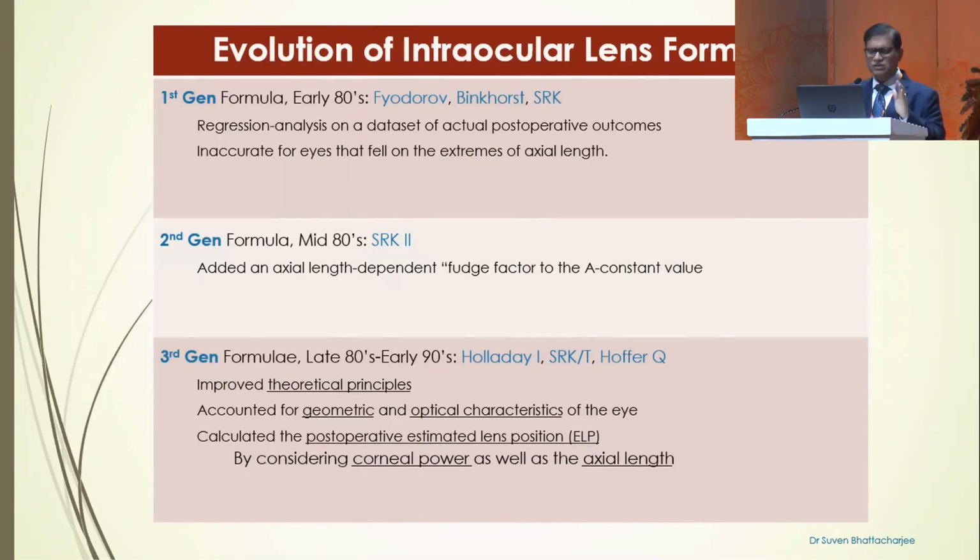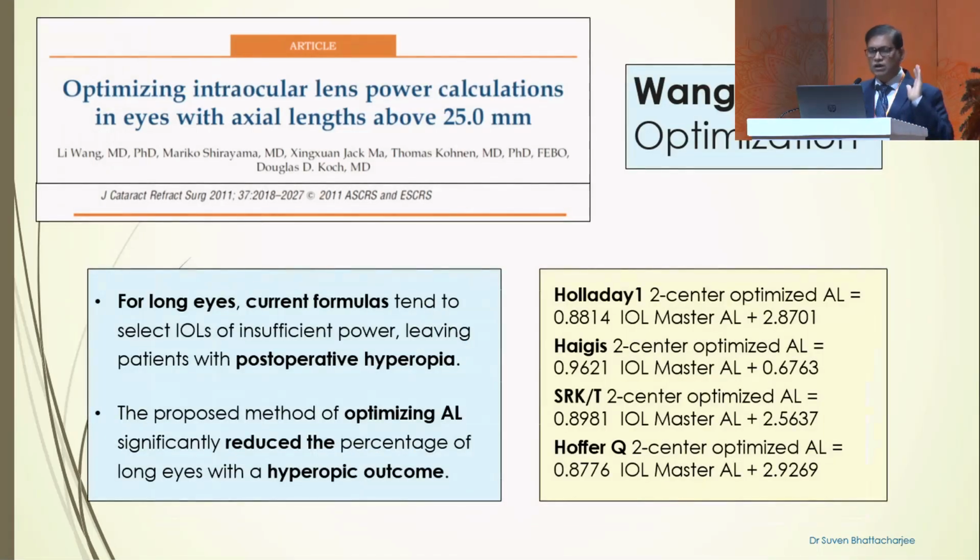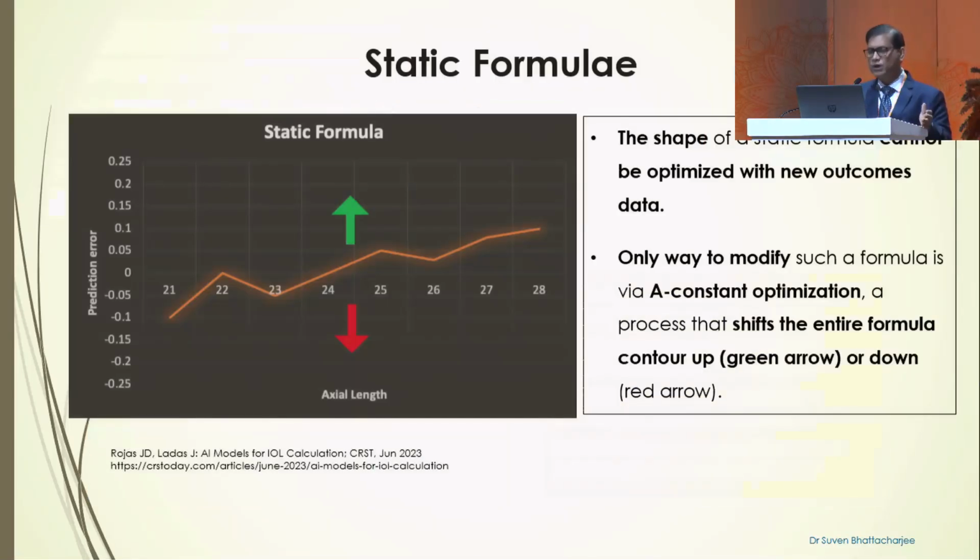This is something we've been through repeatedly through the morning, so I'll skip this part. Now, this is where the optimization worked, where in long eyes, the formulae at that point in time tended to select IOLs with insufficient power, leaving postoperative hyperopia. So this optimization by Wang Koch significantly reduced the percentage of long eyes with the hyperopic outcome. So, these are now things of the past.